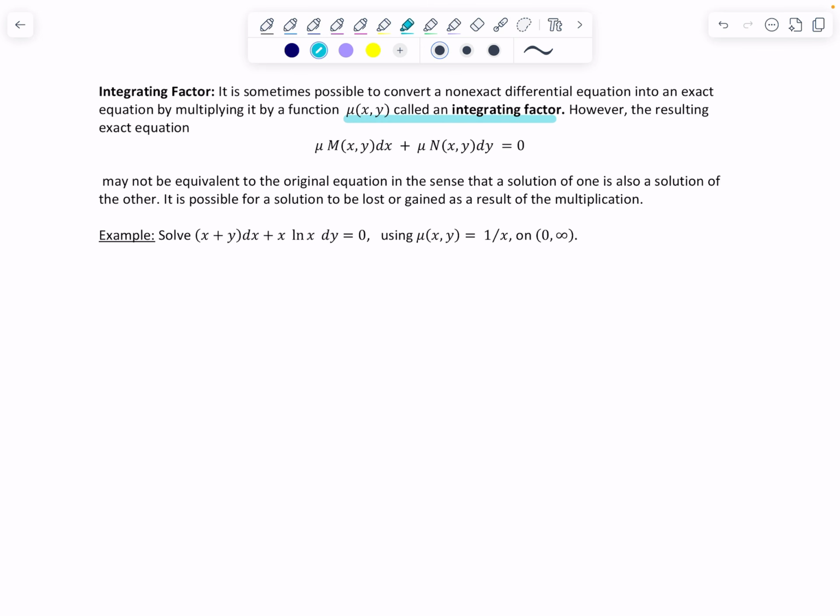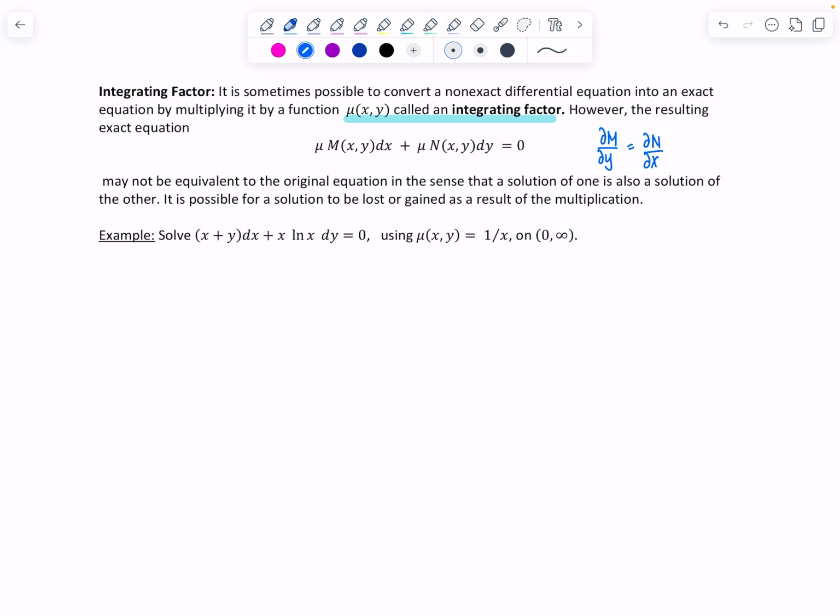So remember, to verify that we have an exact differential equation, we want del m del y to equal del n del x. Now, the only thing you need to be careful about is that when you solve the new differential equation, the one that is exact, sometimes the solutions of that equation don't satisfy the original differential equation. So in that sense, solutions are gained. Also, when you multiply by an integrating factor, sometimes you lose solutions. So you have to proceed with caution.